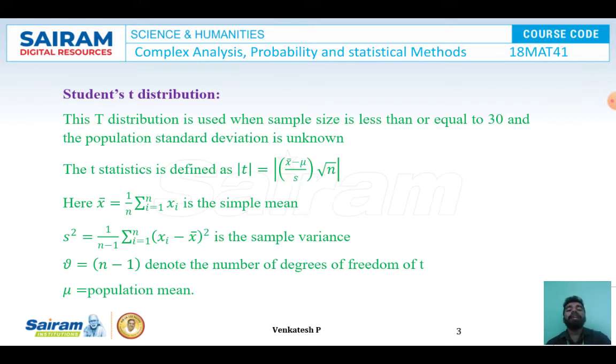To calculate x bar, the sample mean, the formula is x bar is equal to 1 by n summation i from 1 to n xi. And to calculate the sample variance, s square is equal to 1 by n minus 1 summation i from 1 to n, xi minus x bar whole square. With s square we can calculate s, and v is nothing but the degree of freedom. It is given by v is equal to n minus 1, and mu stands for the population mean.